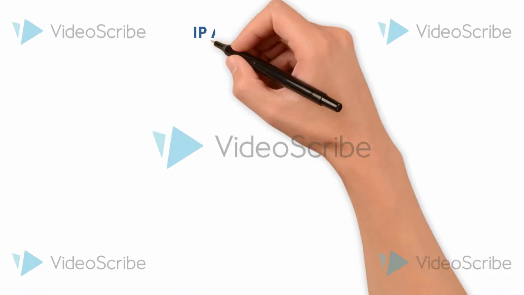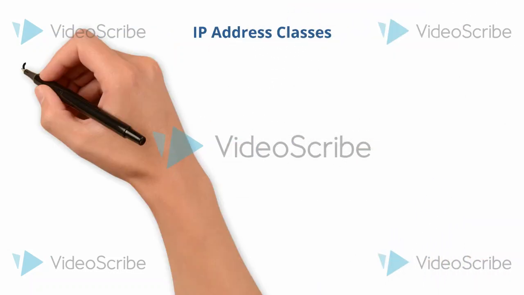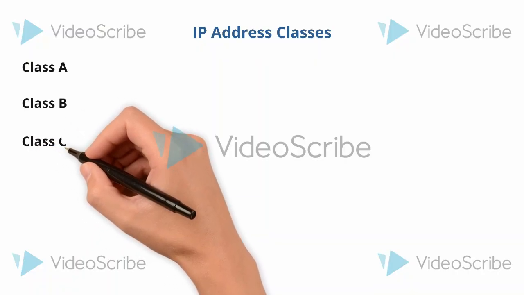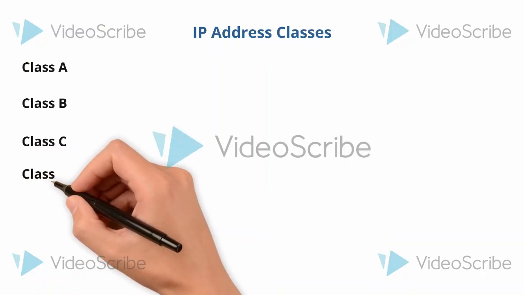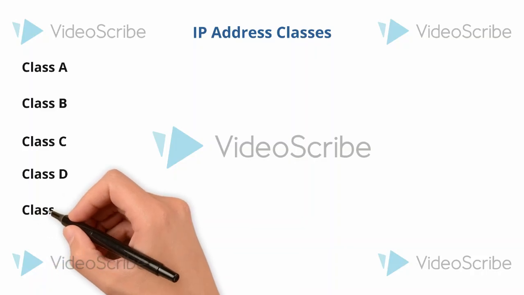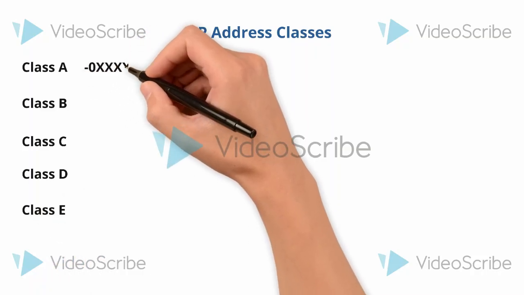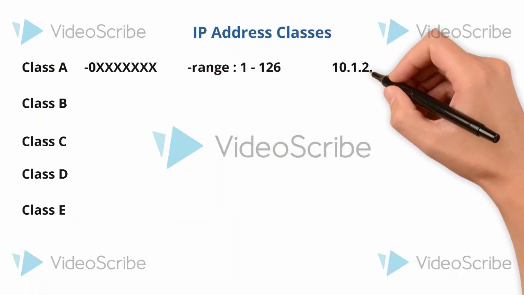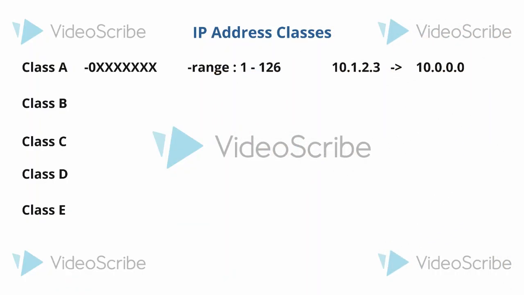In IPv4, addresses were once divided into 5 main classes: A, B, C, D, and E. These classes help us figure out which part of an address is the network and which part is the host. Class A addresses start with a 0 in the first bit of the first octet, giving us a range from 1 to 126. The first 8 bits are the network portion, and the remaining 24 bits are for hosts. For example, 10.1.2.3 belongs to the 10.0.0.0 network.